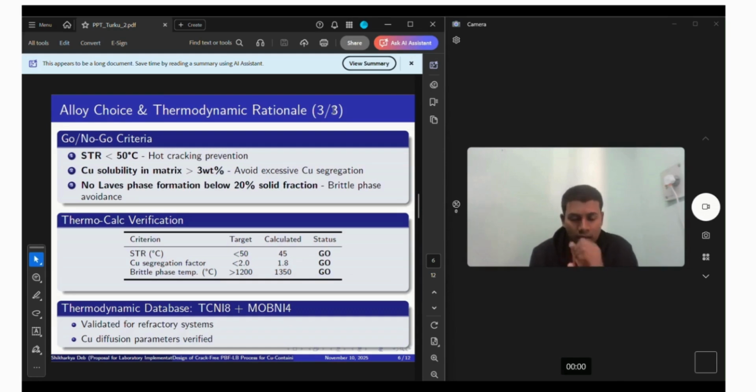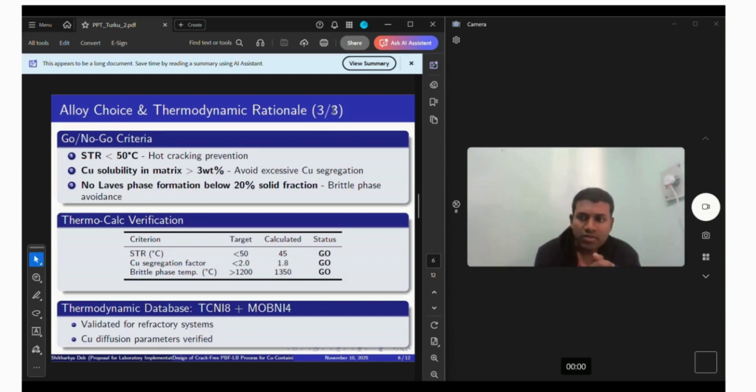Why 50 degrees centigrade instead of 61 degrees centigrade? In paper B, we found that 61 degrees centigrade was the threshold for 17-4 PH steel, or the precipitation hardened steel. But for refractory alloys, we have higher melting points, so thermal stresses are greater. They often have poor ductility at high temperatures, and may have different wetting characteristics of liquid films. Our 45 degrees centigrade solidification temperature range provides a comfortable safety margin.